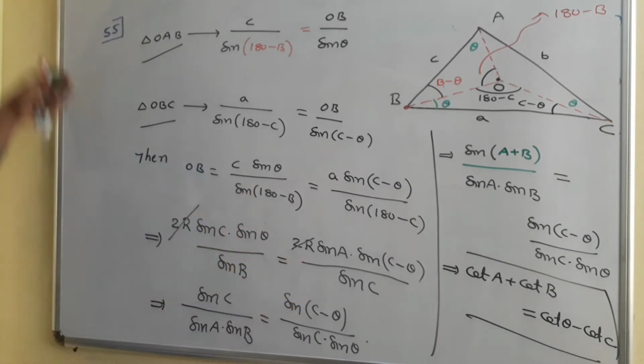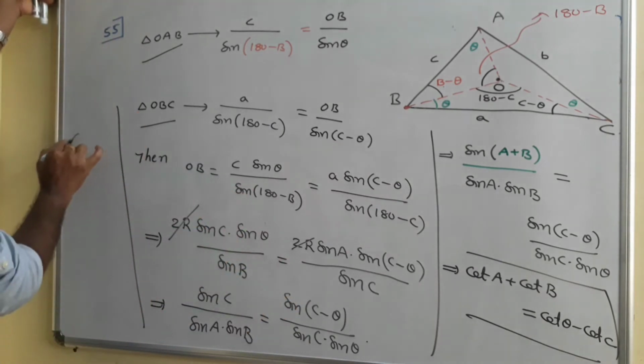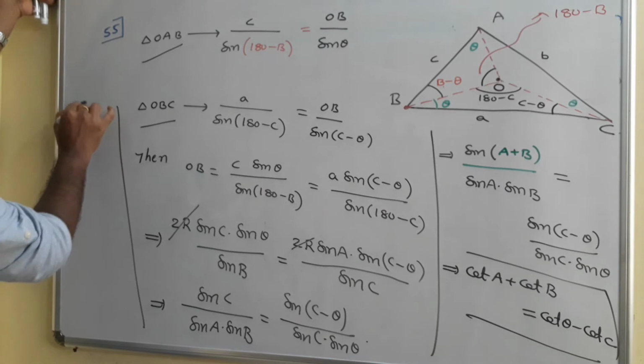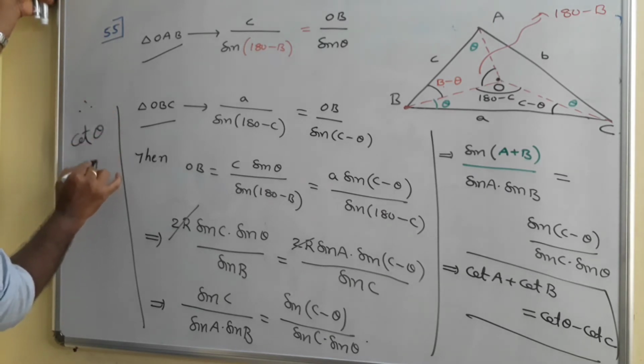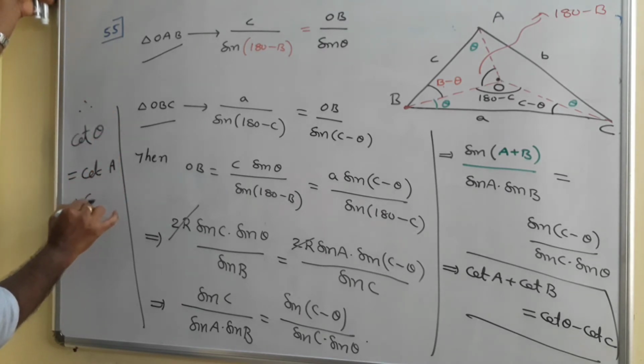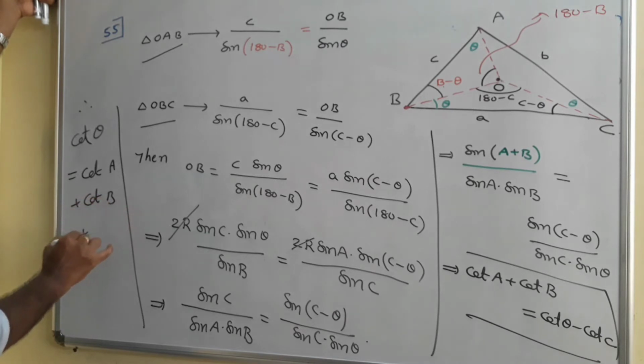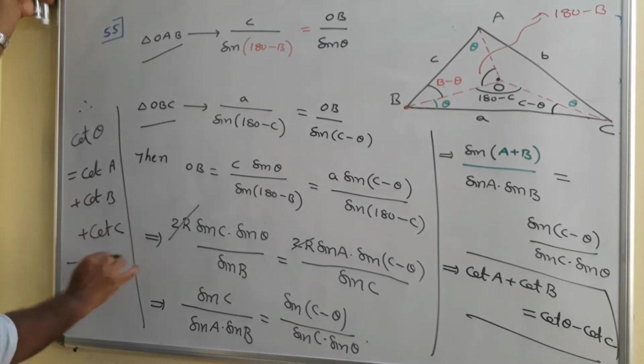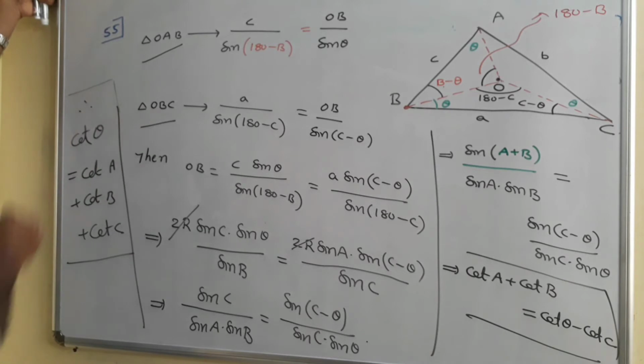If you send that cot c this side, at the end we have, here I am writing, therefore cot theta is equal to cot a plus cot b plus cot c. If you send that cot c this side, this is what actually we need to prove, and we just proved it using the sine rule. Have a look.